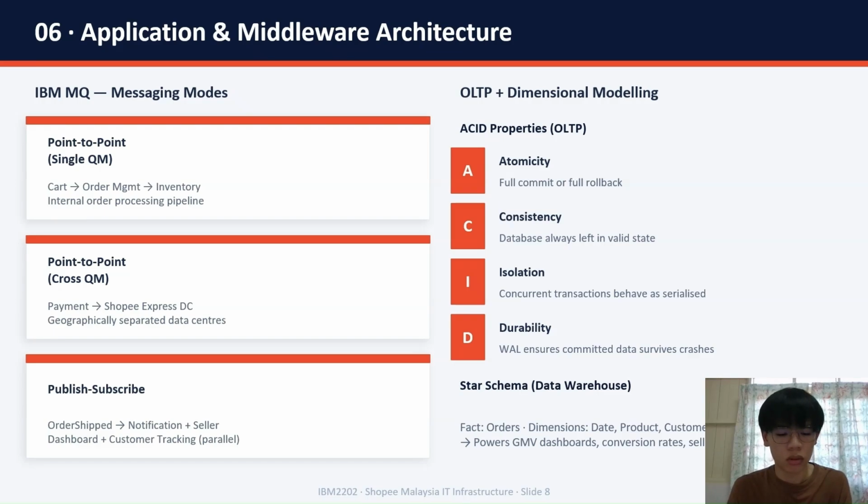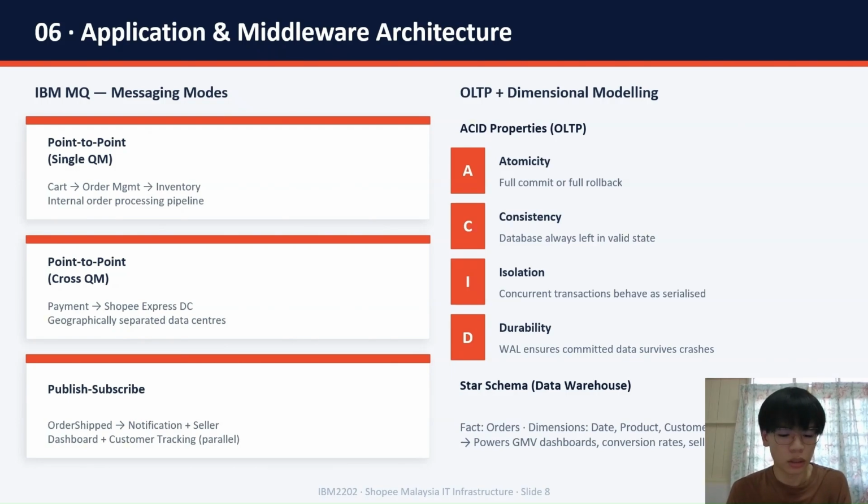For transaction systems, we use OLTP with the four ACID properties. First, A, atomicity, ensures a transaction either commits fully or rolls back entirely. C, consistency, keeps the database in a valid state. I, isolation, prevents dirty reads from concurrent transactions. And D, durability, uses write-ahead logging to survive system crashes.